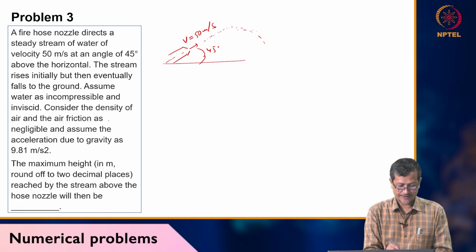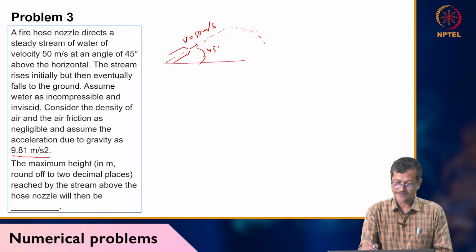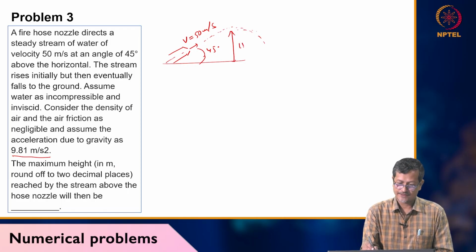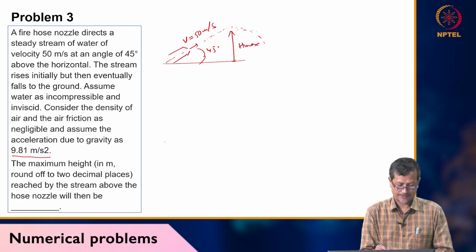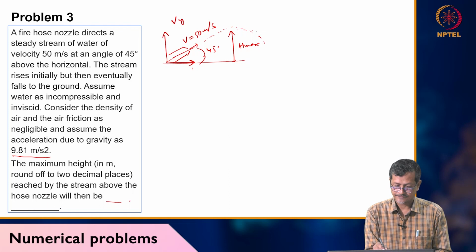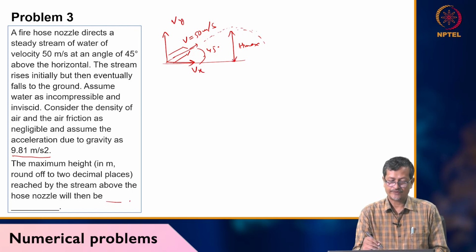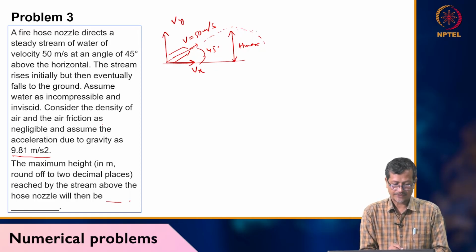Consider the density of air and air friction negligible. Assume acceleration due to gravity is 9.81. All other losses are ignored here. Find the maximum height, rounded to 2 decimal places. Maximum height means h max, which you have to calculate. Now this velocity will have two components, vy and vx. vy will give the fluid's maximum height, and vx will give the maximum reach. The g value is already given as 9.81.